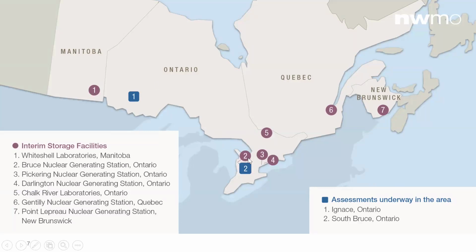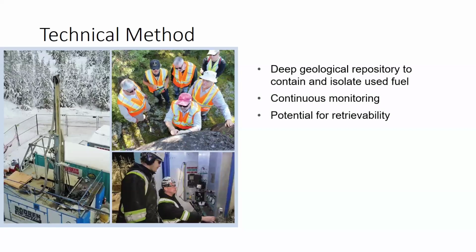So these are the sites. The big ones that we're interested in today, though, are not the sites where fuel is currently stored, which are shown, these interim storage facilities, but these two sites right here, 1 and 2, which are two candidate locations for what's called a Deep Geological Repository. The siting of this Deep Geological Repository has certain technical specifications associated with it. Those would be that the repository has to contain and isolate the fuel from the environment, continuous monitoring, and potential for reversibility, so, retrievability.